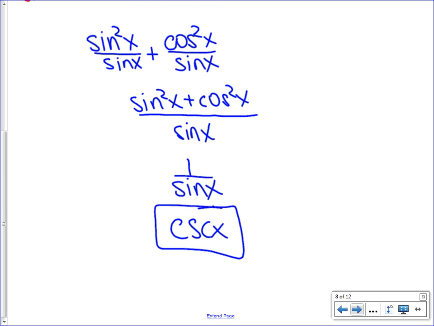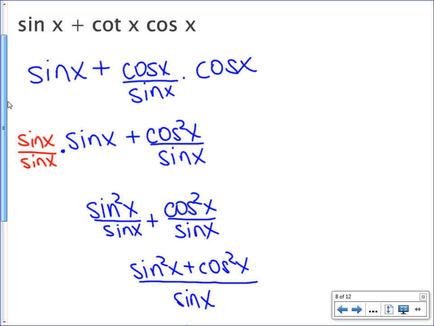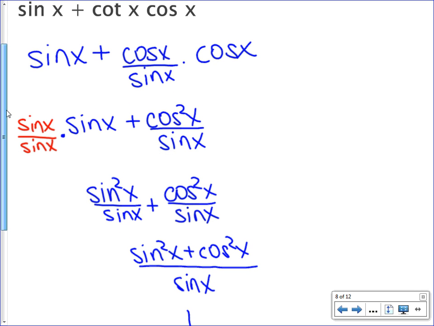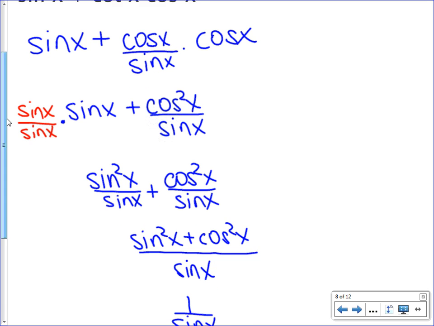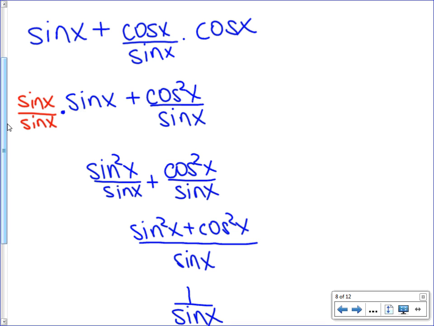Can you go back up? How did you get to this? This is what I multiplied by so that I would have a common denominator of the sine of x. Well, right, if I had 2 plus 5/4, I would multiply 2 by 4 over 4 so that we could add them together, right? So here it's just the sine of x.